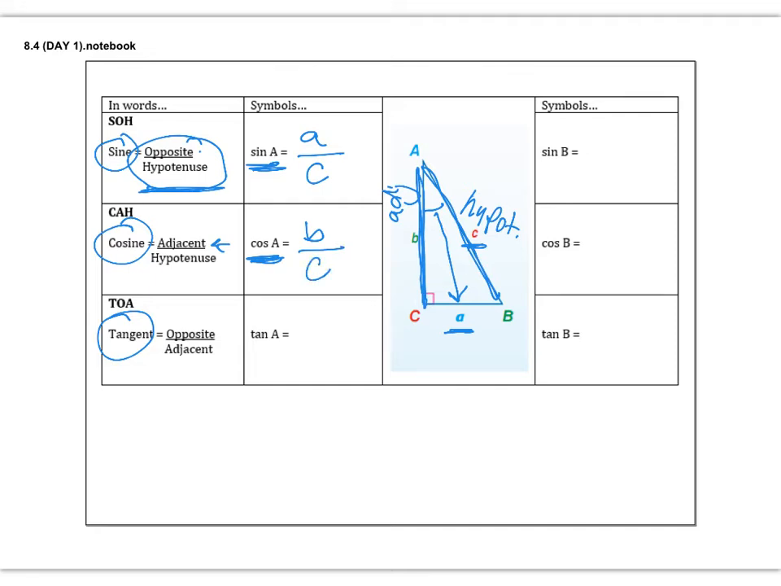Tangent is opposite over adjacent. So if I want the tangent of A, I take the side opposite of A, which is little a, over the adjacent side, which we talked about is B. Okay, let's try some more.